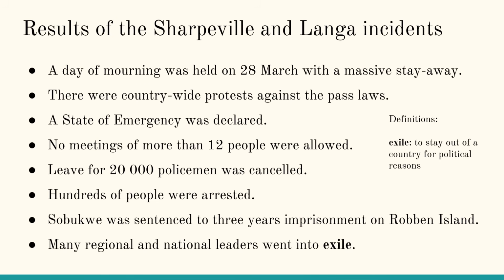Results of the Sharpeville and Langa incidents. A day of mourning was held on 28 March with a massive stay away. There were countrywide protests against the pass laws. A state of emergency was declared. No meetings of more than 12 people were allowed. Leave for 20,000 policemen was cancelled. Hundreds of people were arrested. Sobukwe was sentenced to 3 years imprisonment on Robben Island. Many regional and national leaders went into exile. Exile means to stay out of a country for political reasons.